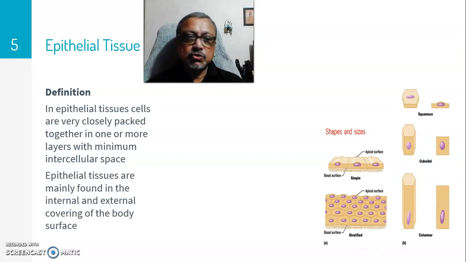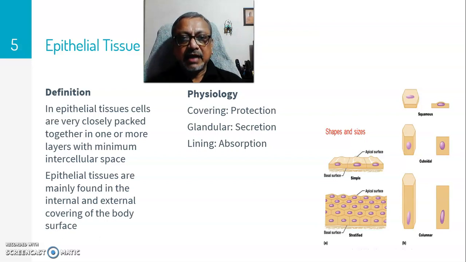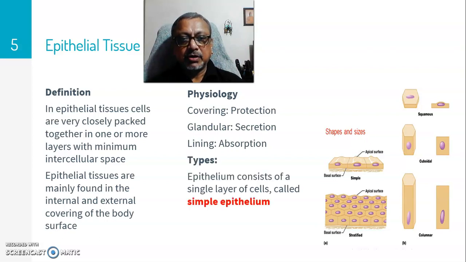These epithelial tissues are found mainly in the covering of the body surface, whether it is internal covering or external covering. As a covering, epithelial tissue offers protection to the different organs. Epithelial tissues are also found in the glands, from where the secretion of the glands takes place. They are found in the innermost lining of the gastrointestinal tract, from where the nutrients get absorbed into our body.